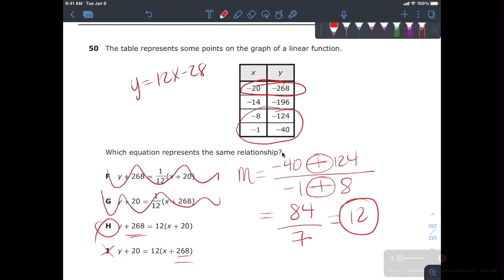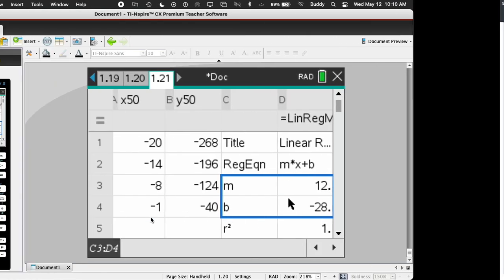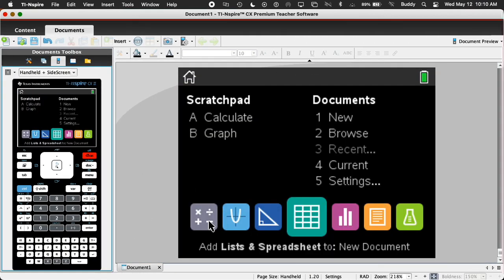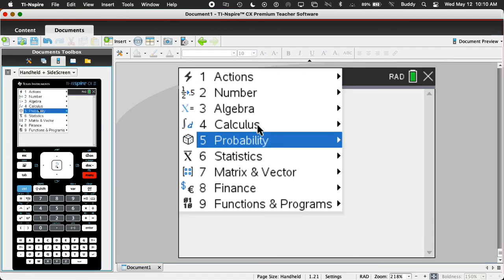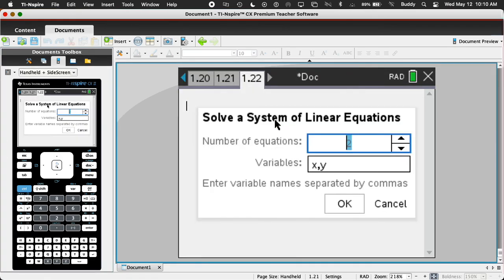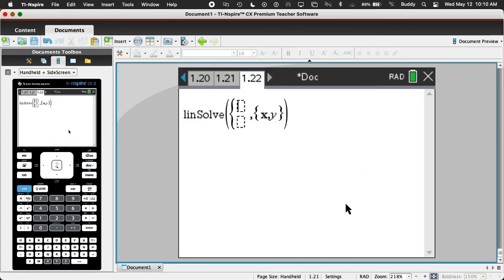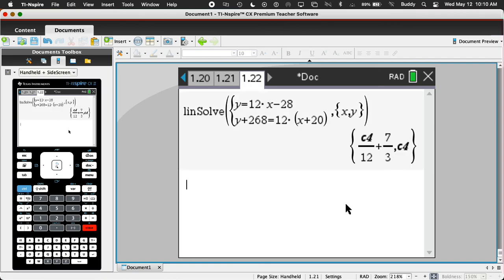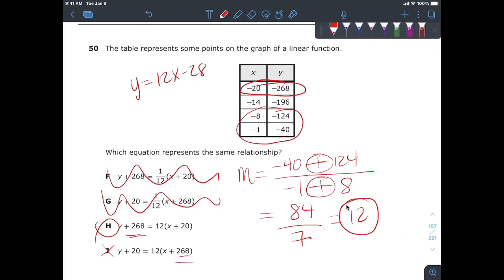Now I want to verify that this guy and this guy are the same. Let's do a LinSolve. That'll tell us whether or not they are exactly the same equation. So my equation that I got by running my regression and the equation that they gave me. And look at that. They are exactly the same. H is most certainly the correct answer.